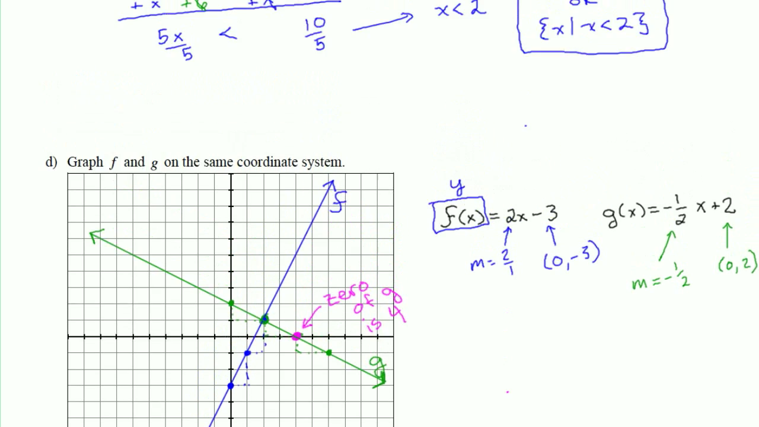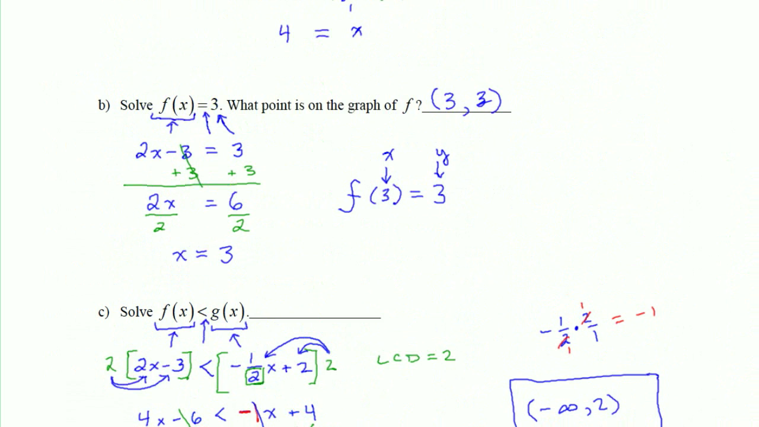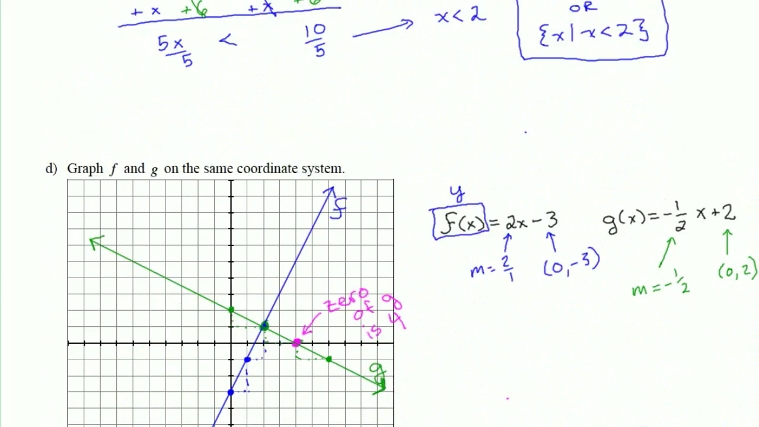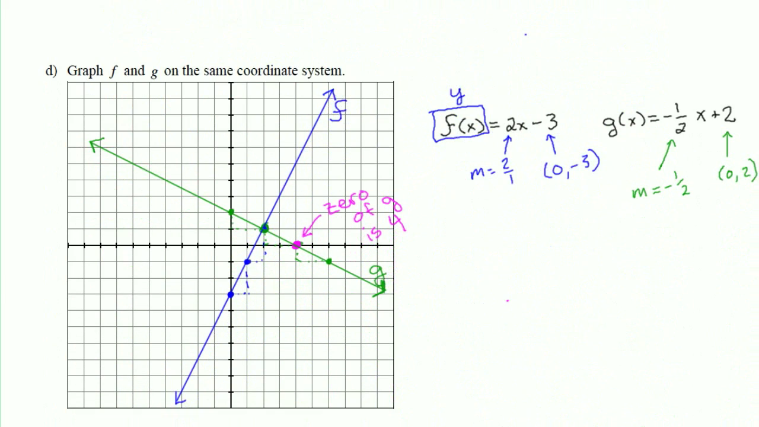Coming up again, we also found that f of 3 is equal to 3, so that the point (3, 3) should be on the graph of f. Let's look at the graph of f and see if we can see the point (3, 3). Sure enough, right here we see the point (3, 3) on the graph of f.